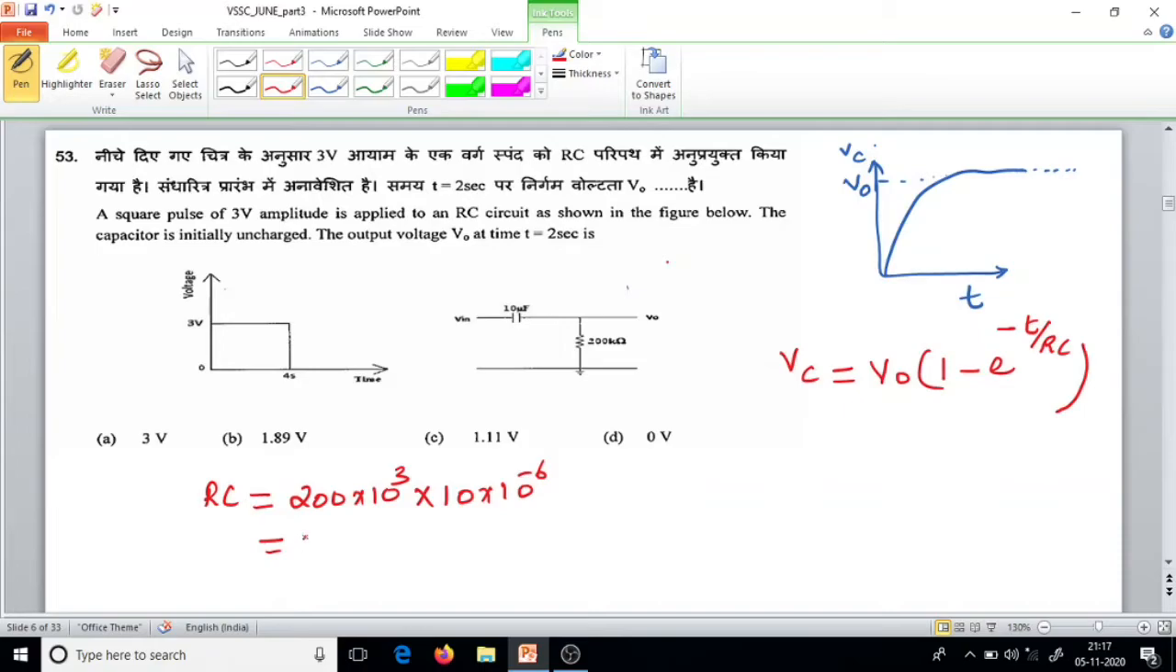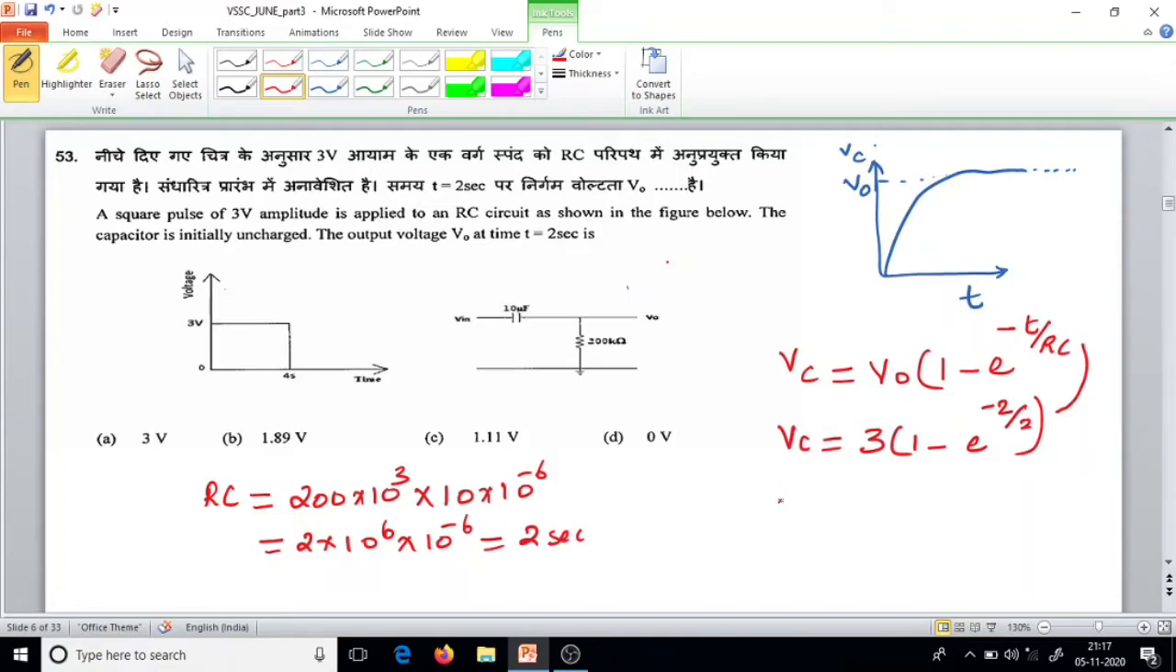Which equals 2 multiplied by 10 to the power 6 multiplied by 10 to the power minus 6. So it comes to 2 seconds. Already the time he has given us is 2 seconds. So VC equals 3 volt, the maximum voltage it can charge to, multiplied by 1 minus e to the power minus 2. That is the time given. Why is he asking for the output voltage after 2 seconds? RC is the time constant of the circuit, and that is also 2.